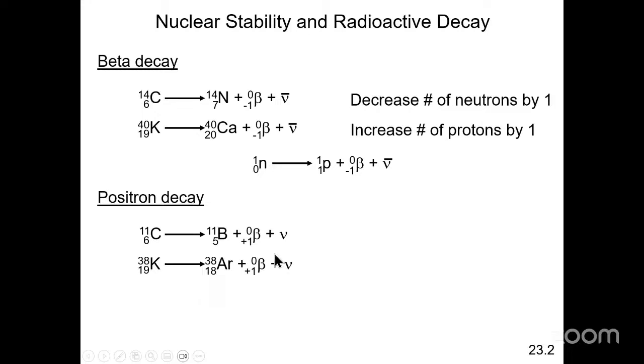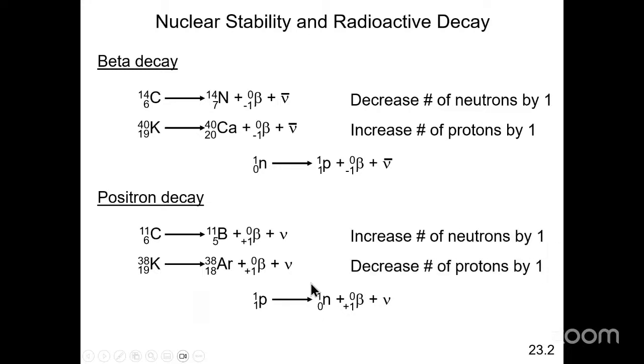And you'll notice that in the case of positron decay, the atomic number in each case would decrease by 1. So in this case, the atomic number of carbon-11 decreases from 6 to 5 in the case of boron-11. In the case of potassium-38, the atomic number decreases from 19 to 18. And why does that happen? Well, obviously that means that there is a decrease in the number of protons and a corresponding increase in the number of neutrons. And the reason why that happens is because in the case of a positron decay, the proton here will be converted to a neutron plus a positron, right?